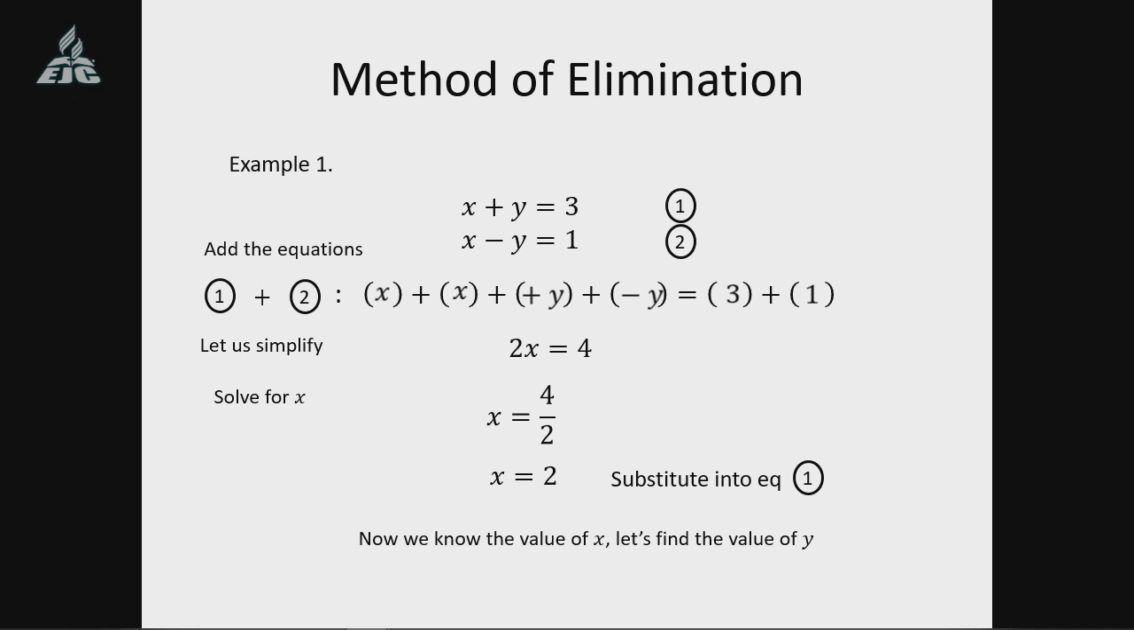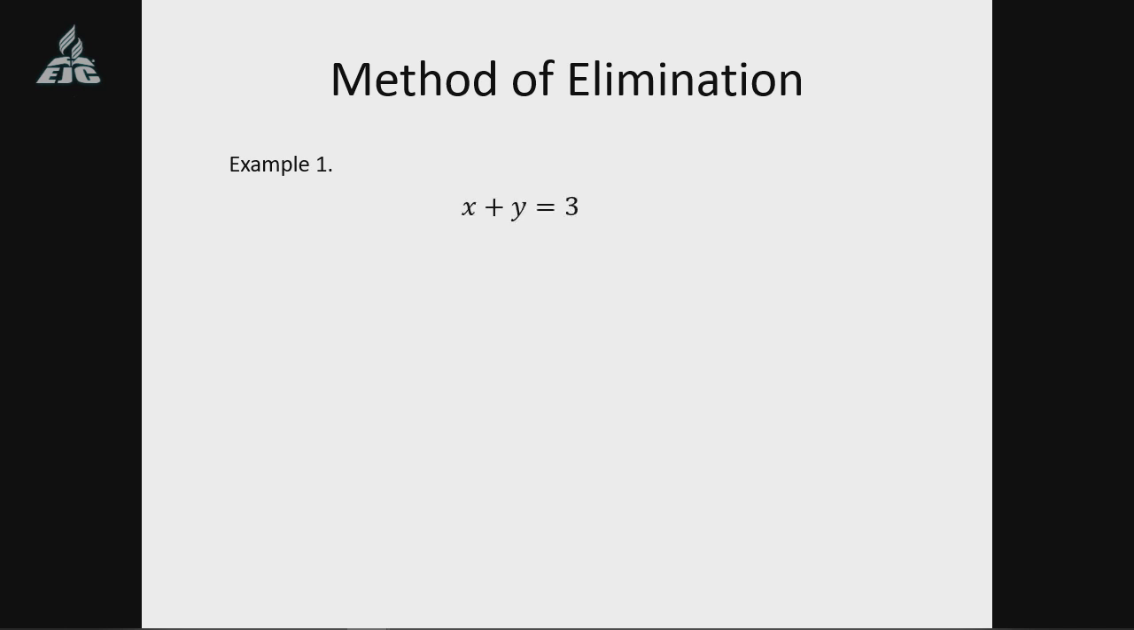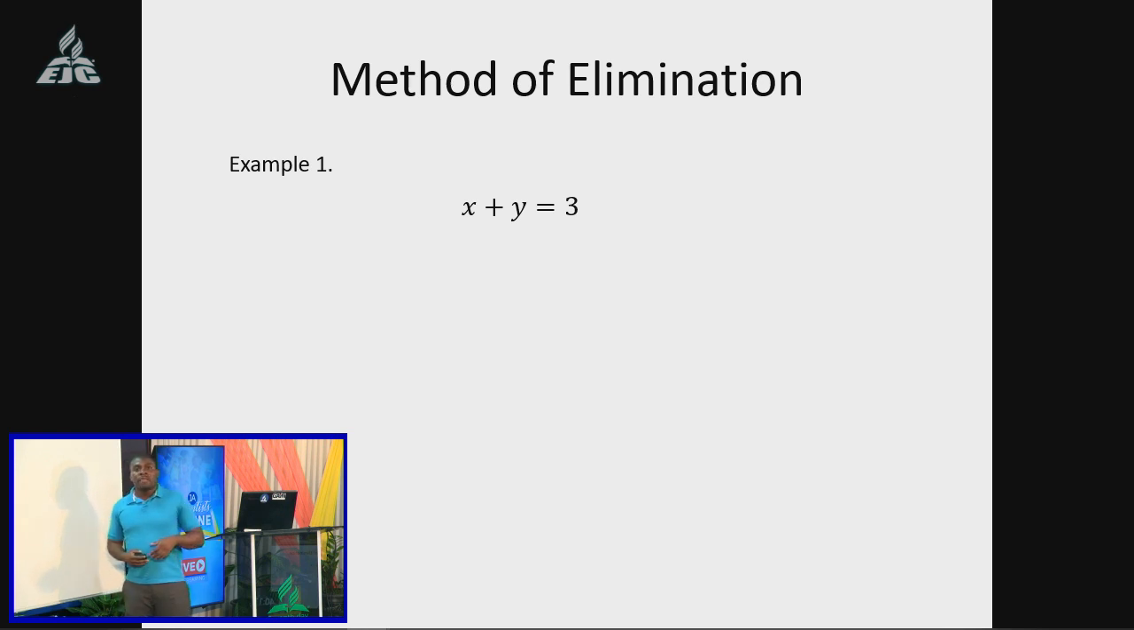And so, we're going to just go with equation 1. Let's go right ahead. So equation 1 is x plus y equals 3, right? And of course, we solved x to be equal to 2. So wherever x is, we're going to substitute that for the value 2. So we have 2 plus y equals 3.